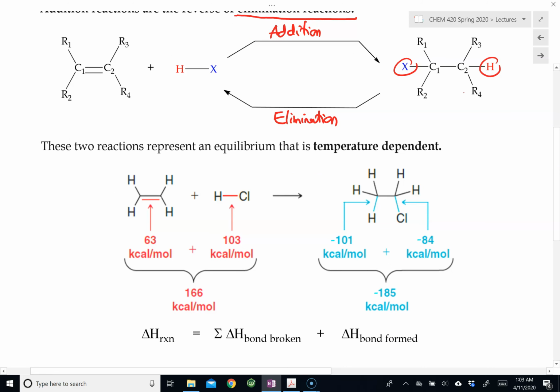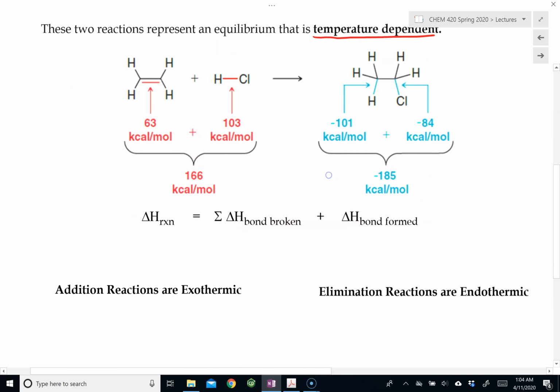Because addition and elimination reaction are the opposite of each other, they may be reaching equilibrium, in which equilibrium may be shifted to the reactant side, the alkene side, or the product side. And this equilibrium right here has been found to be temperature dependent. Yes, by controlling the temperature, we can either favor an addition reaction or an elimination reaction. And this is actually how it is temperature dependent.